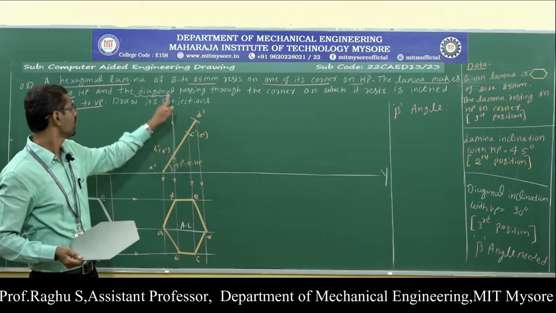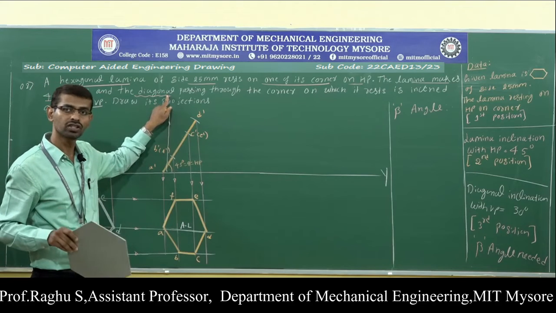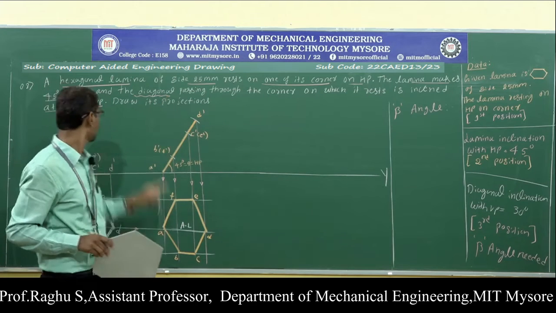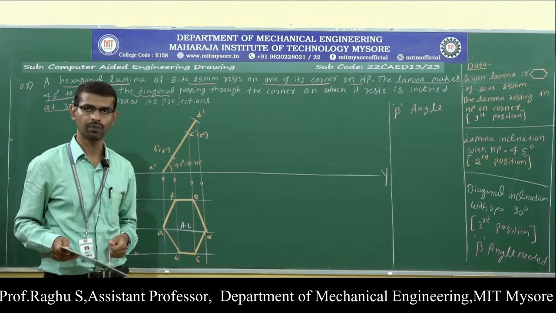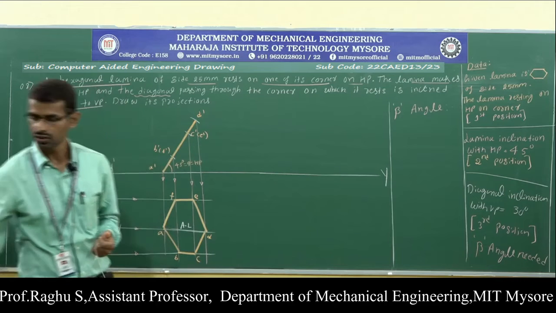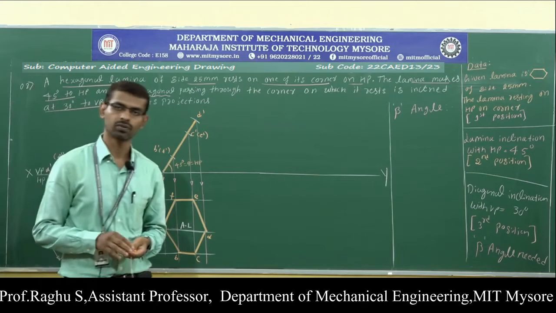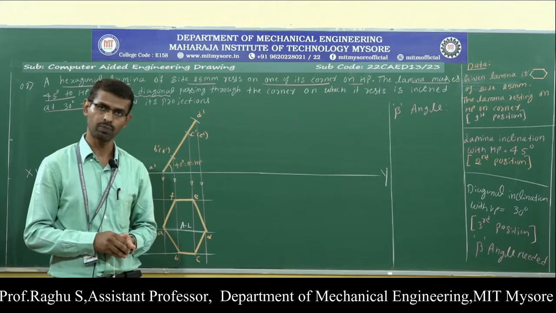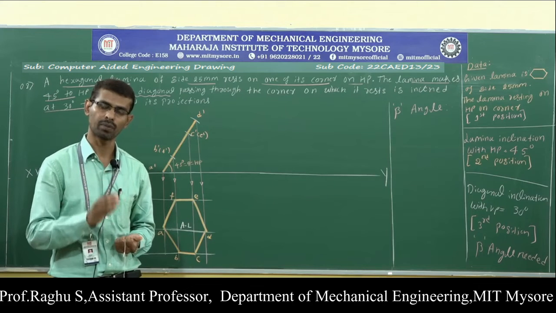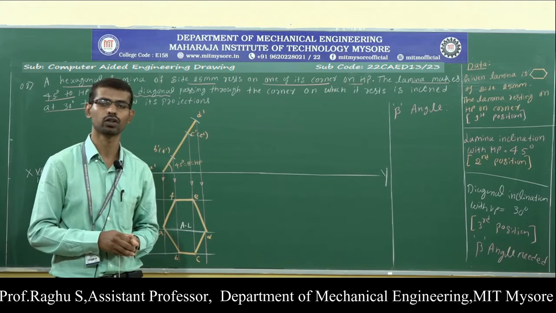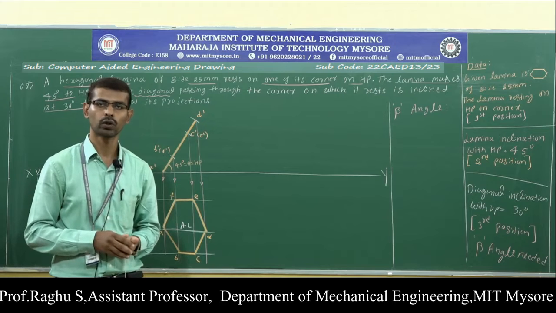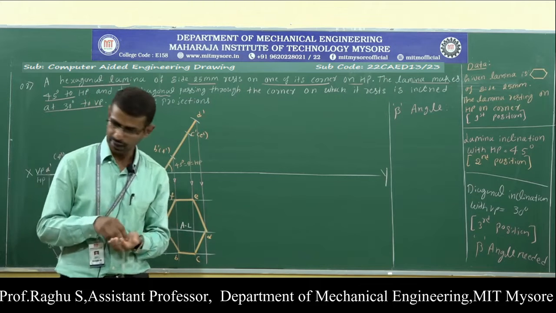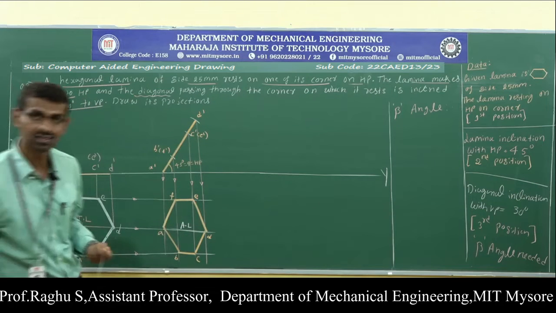Now, in the problem, he has mentioned that the diagonal passing through the resting corner is inclined 30 degrees with respect to VP. So already we have discussed some beta angle problems. When do we need beta angle? When the diagonal is inclined with respect to VP. When the diagonal, or the perpendicular bisector, or the median is inclined with respect to VP, then we need to find out beta angle. So how to find out the beta angle? The procedure is already discussed.